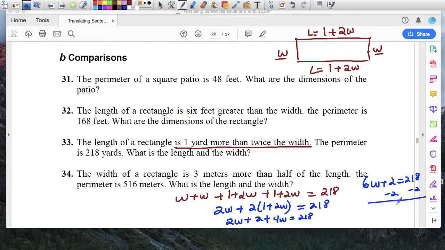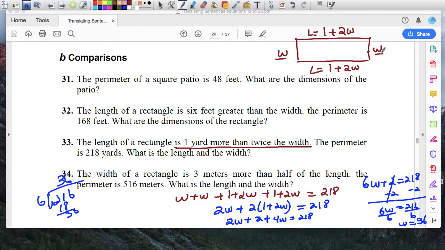If I go back to the picture, I know this is 36. I know that this guy is 36. And to find my length, I got to do 1 plus 2W. So it's going to be 1 plus 2 times 36. Order of operations tells me I got to multiply these two. So it's going to be 1 plus, and 2 times 36 is 72. And if I finally add them, I know that my length is 73. So if this is 73, the length on the top is also 73.